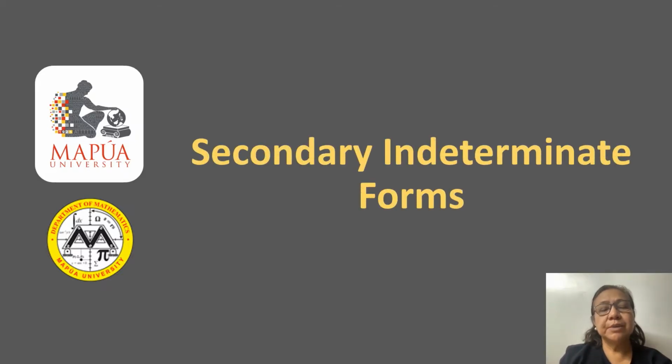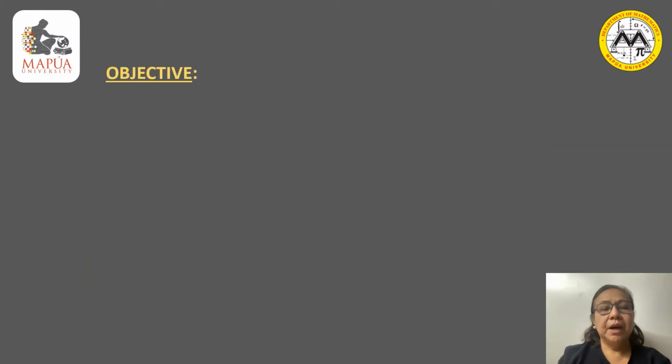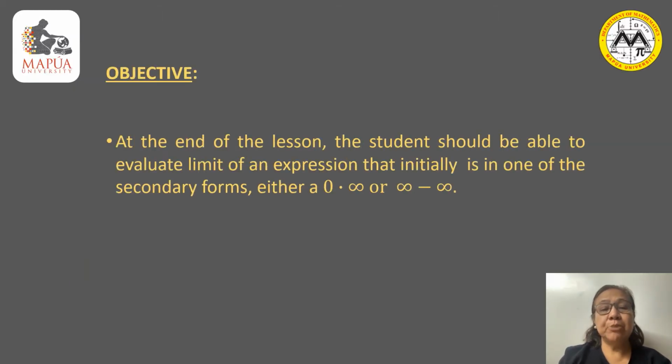Today's lesson is about the secondary indeterminate forms. At the end of this lesson, you must be able to evaluate the limit of an expression that initially would result to one of the secondary indeterminate forms, either the 0 times infinity or the infinity minus infinity form.